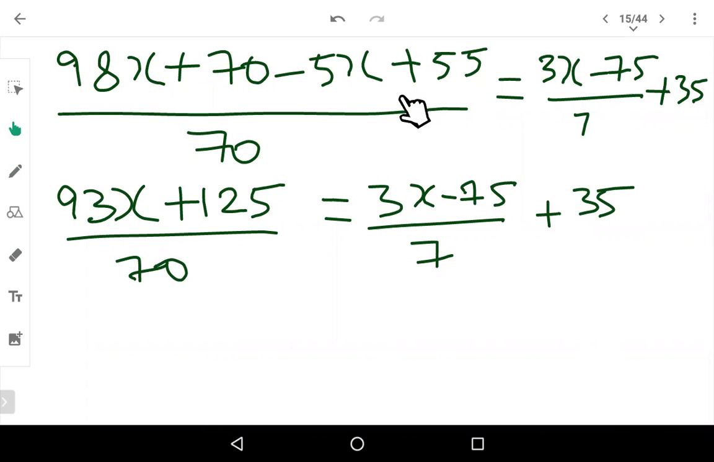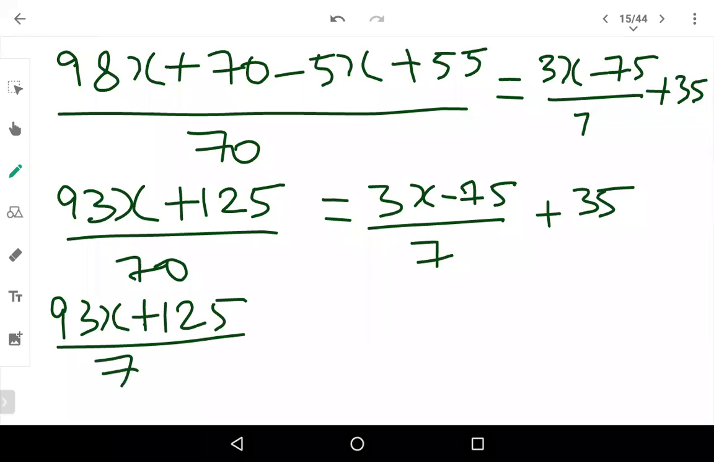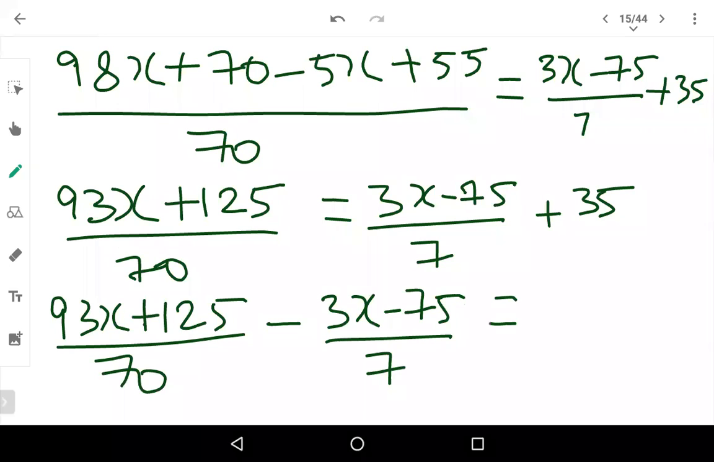Okay, now after this step, what we will do is this expression of 3x minus 75 by 7, I will take this to the left hand side. Now this has a plus value here. So when it comes to the other side, it is going to become minus. So what will happen? 93x plus 125 by 70 minus 3x minus 75 by 7 is equal to 35.